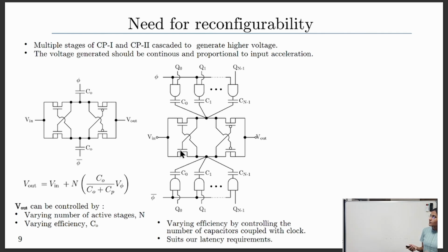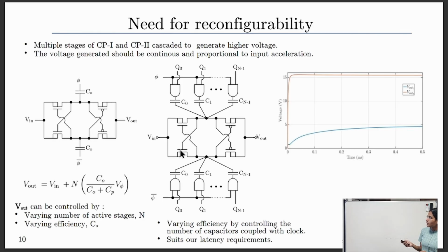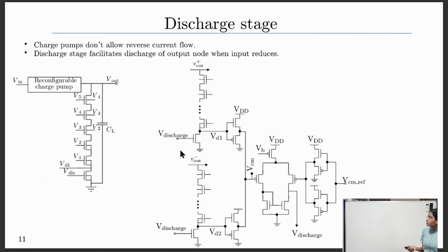When we need the highest efficiency, we will be connecting all the capacitors to the clock, which is done by varying the digital word Q. We have a separate digital block which will be generating the digital word Q, which we will discuss later. These are the simulated results. The minimum voltage generated is around 4.7, and the highest voltage we need is 15.62. We have cascaded 4 stages of CP1 and 2 stages of CP2 to generate these voltages.